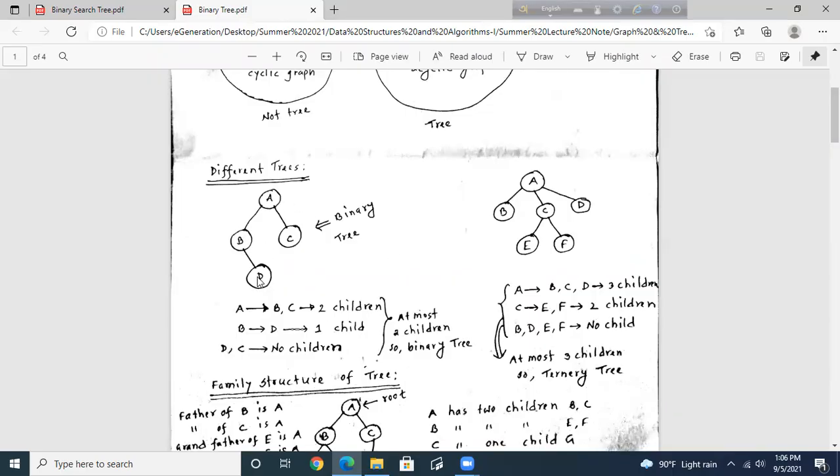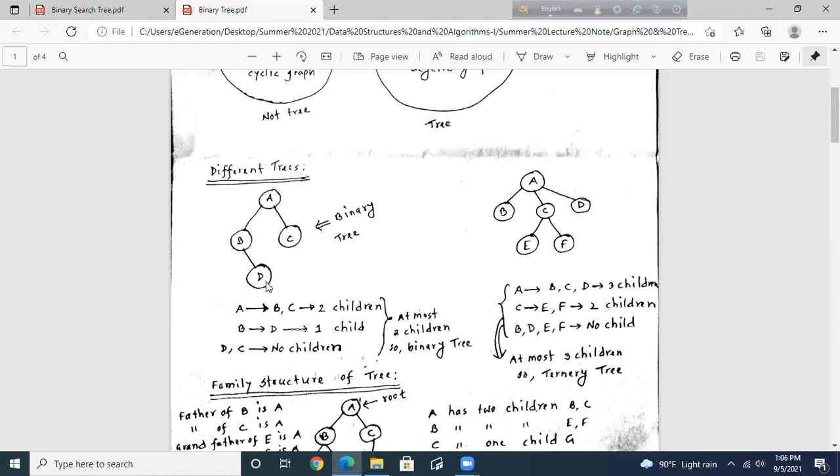A, B, C, D. This is a binary tree that I have written here. Why is this a binary tree? Because A has 2 children. Dear student, A has 2 children. Here I have written A has B and C as 2 children.